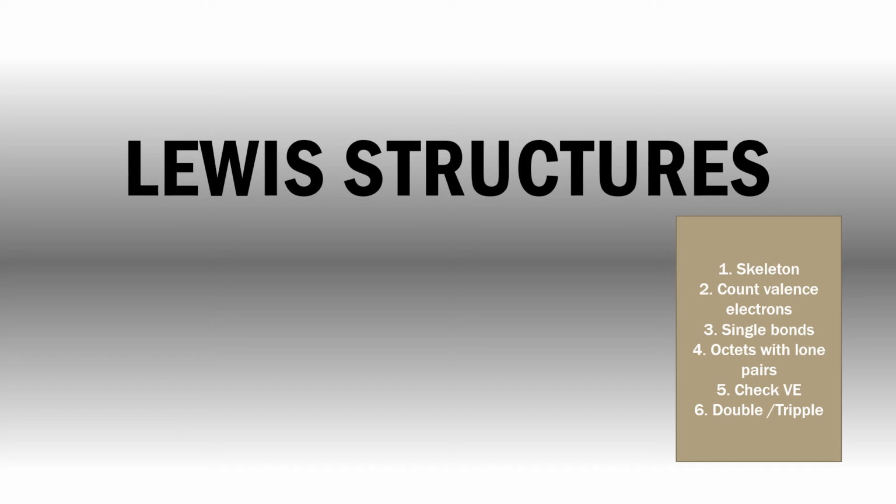Hi everyone, today we're going to talk about Lewis structures, how to draw the Lewis structures for different formulas. There's a nice simple 6 steps to do that. First one is the skeleton, second one is count valence electrons, third one single bonds, 4 octets with lone pairs, and 5 check valence electrons and double, triple bonds. So we get to the problem straight away.